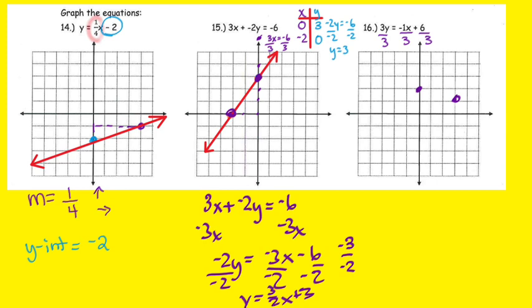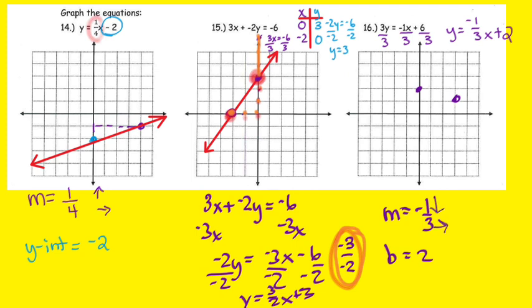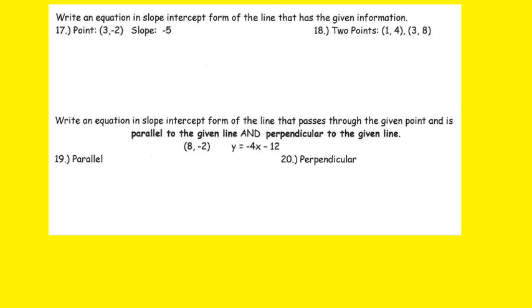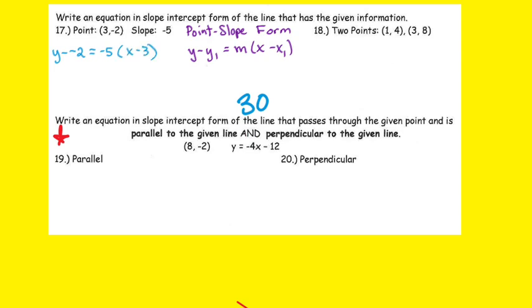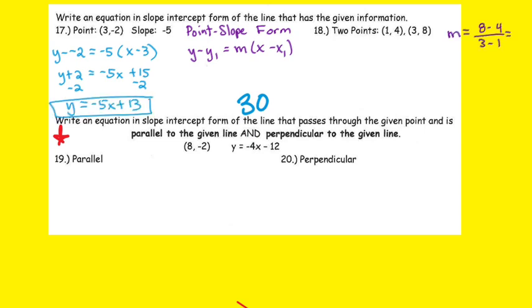On 16, I isolate my variable y in order to solve using y equals mx plus b. And my slope is negative 1/3, so I'm going down 1 and over 3. And my y-intercept is 2. On 17, I'm given a point and a slope, so I use my point-slope form. I substitute in the values that I know, and I solve for y, getting y equals negative 5x plus 13.